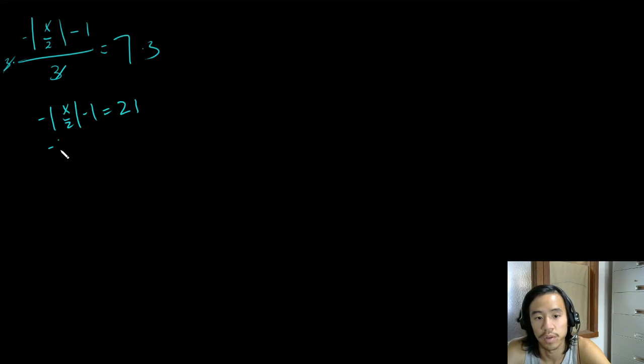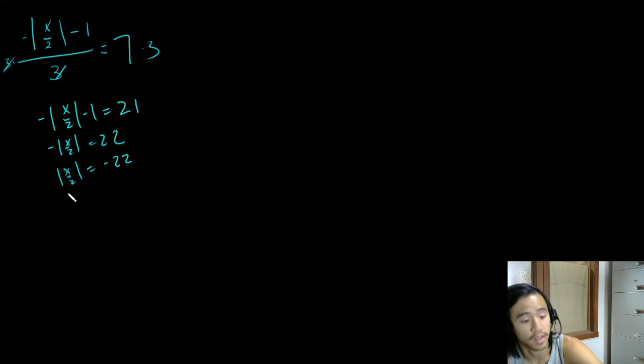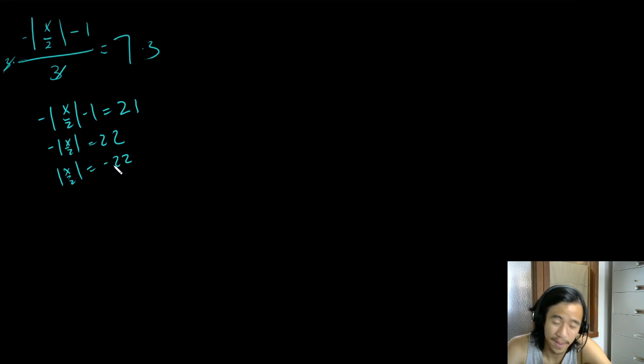Let's see, let's add 1 to both sides. And then multiply by negative 1. All right, so now we isolated the absolute value. We're going to check if the absolute value is equal to a positive. It's not, it's equal to a negative, so that is bad, so this is no solution.